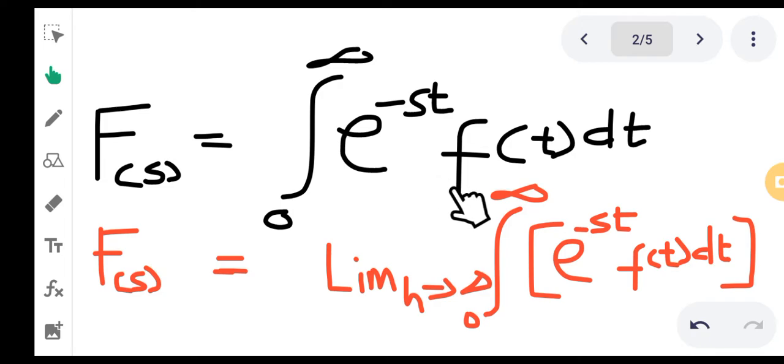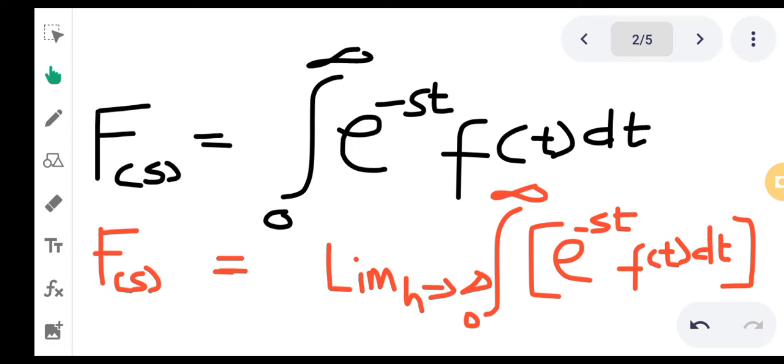We can say this small f and this capital F, there's a huge difference between them. Most people mess this up. This is a small f, this is a capital F. The capital F is what we are transforming the small f into. The small f is the function of t, that's the actual equation, and the new result is the capital F of s.